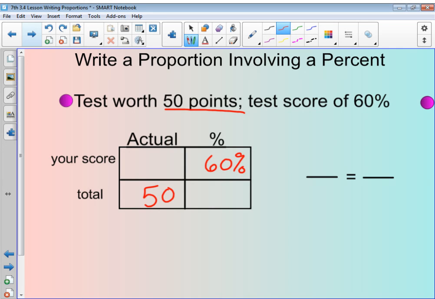So the key thing you have to understand is anytime you're working with percent, you know the total, although it's not listed there. When we work proportions, you will always have 3 of the 4 boxes filled in. So here they didn't give us 3 of the 4 numbers. We had to infer and understand that the whole test was 100%.